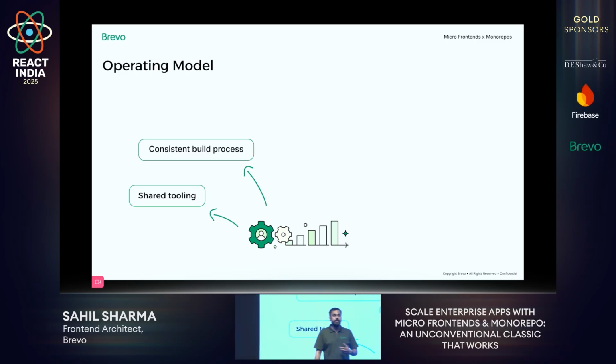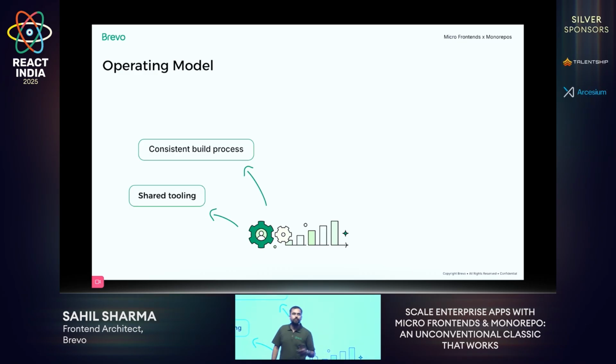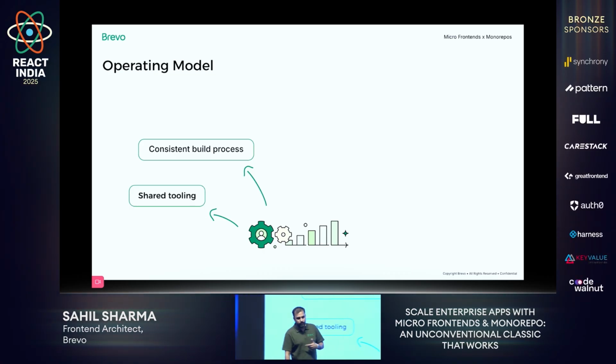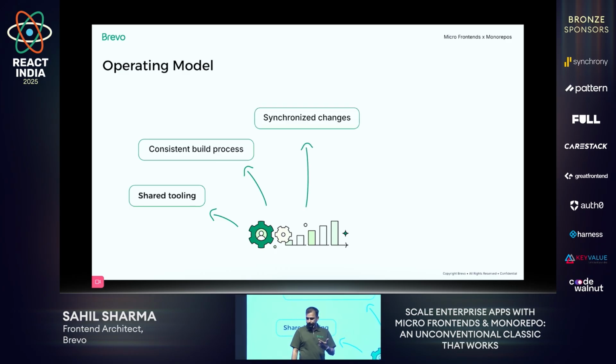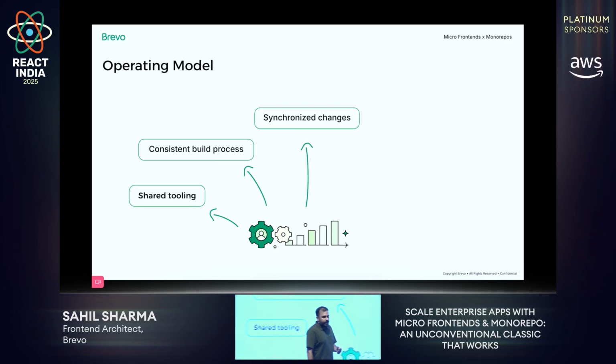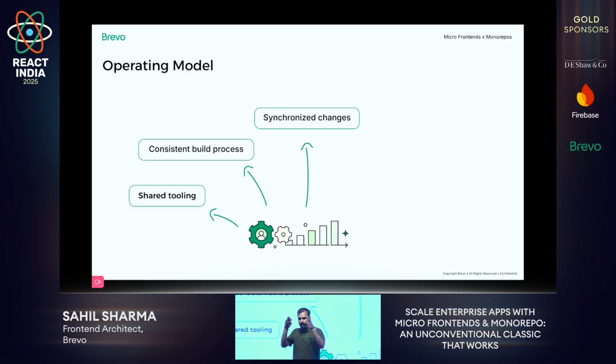Second is the consistent build process. Again, it depends on how you are building your solution for the build process. If you define the configuration properly, and if you reuse it across the applications, then it would scale well. Third is the synchronized changes, where all the applications are in one place, so you have only one repository. It's one umbrella under which all the applications are defined, where you can synchronize those changes seamlessly.